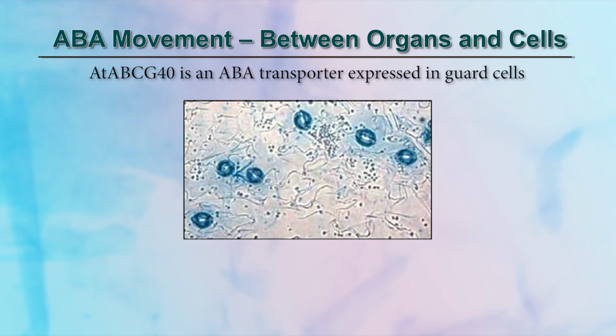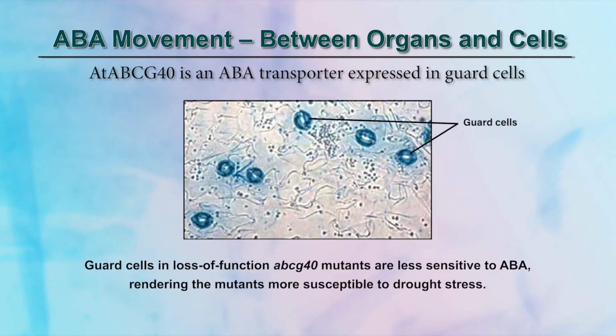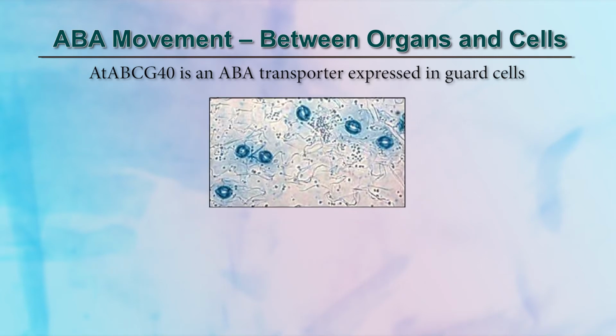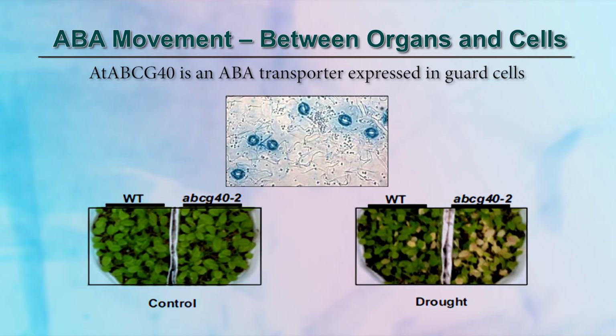Another ABA transporter is present in the guard cells, which is very essential for the ABA to enter the guard cell region. Now, loss of function of this particular transporter gene causes reduction in the ABA-induced stomatal closure because ABA cannot exert its effect. Consequently, these mutants are highly susceptible to water stress conditions such as drought compared to the wild type control.